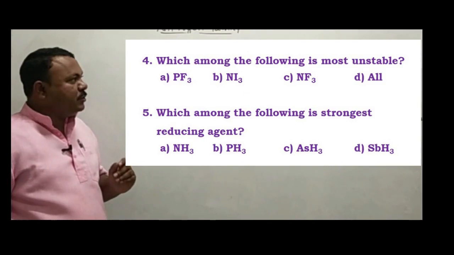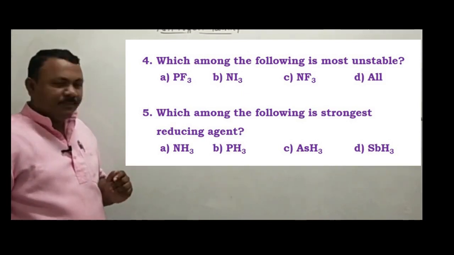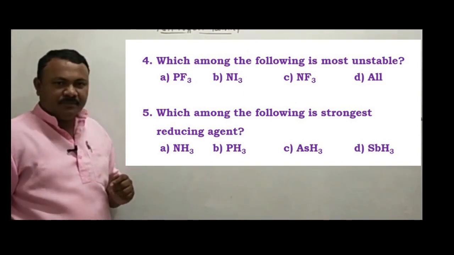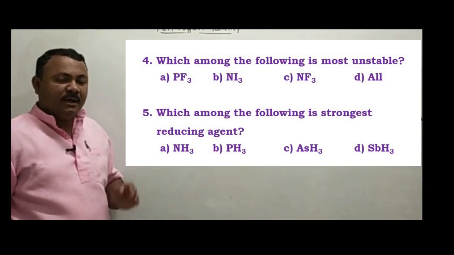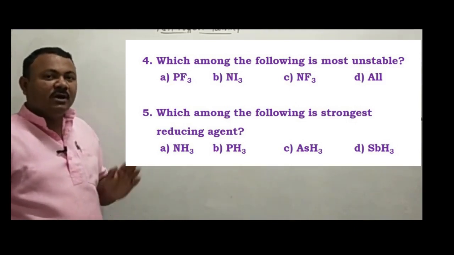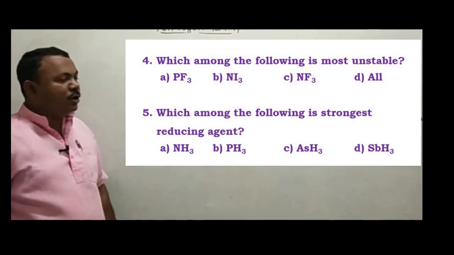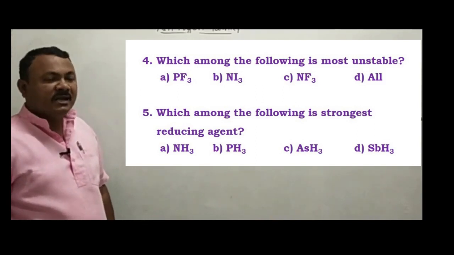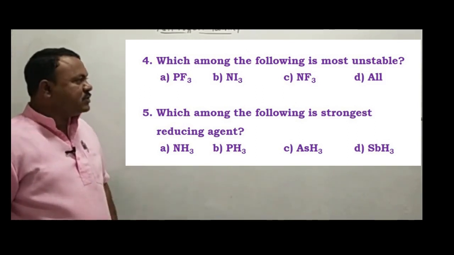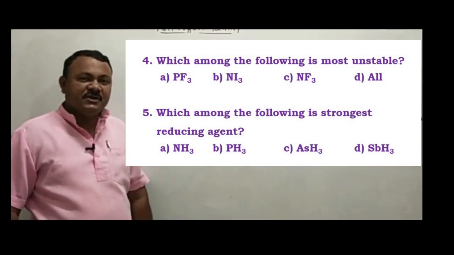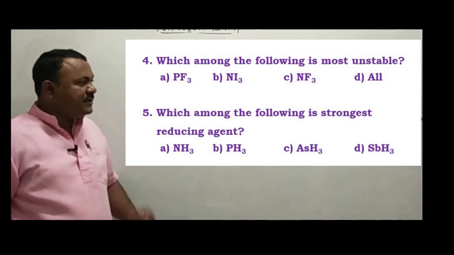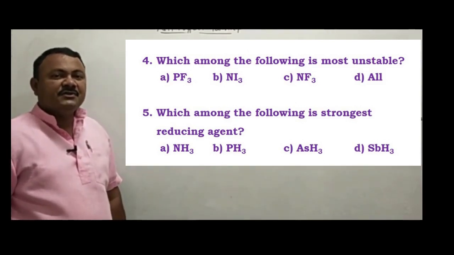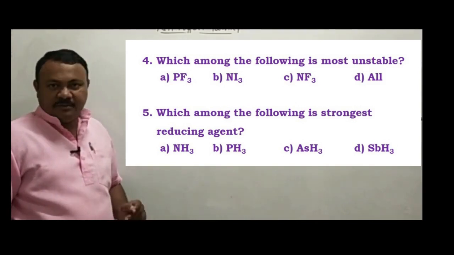Let us go for the fourth question now. Which of the following is the most unstable? Stability of trihalide mainly depends on element-halogen bond strength, and with increase in the size of the halogen, element-halogen bond strength goes on decreasing. Now we can easily mark the option NI3, nitrogen triiodide, as the most unstable trihalide. Go for the fifth question. Which of the following is the strongest reducing agent? This also I have told you in the theory part. The strongest reducing agent out of the given options is option D, SbH3, due to least thermal stability.